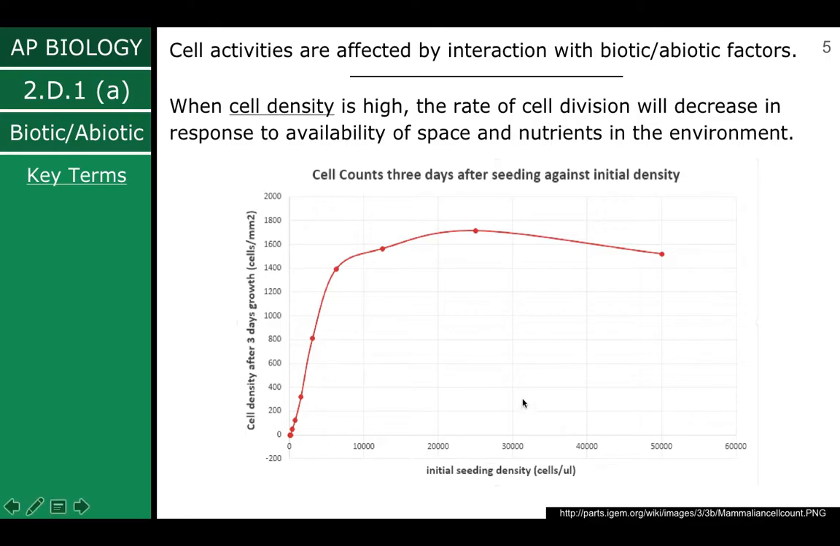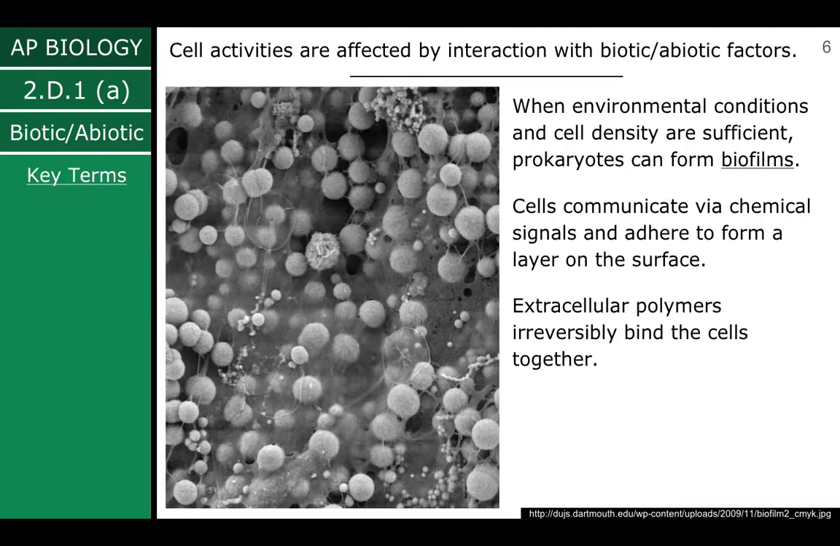So, looking here, cell counts 3 days after seeding against initial density. So cell density after 3 days of growth and initial seeding density. You can see that we're increasing, and finally up here we're starting to level out and maybe even come down. We'll do some activities looking at population growth in class this week and symbiotic relationships. So a lot of this will be reinforced in class.